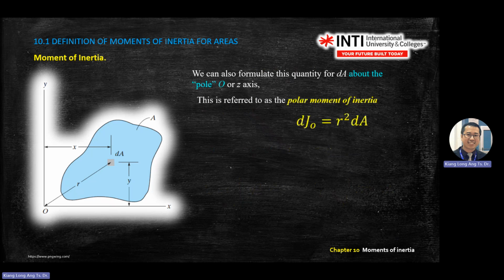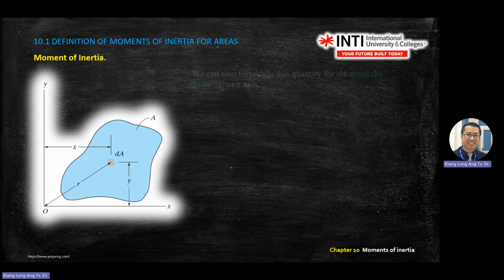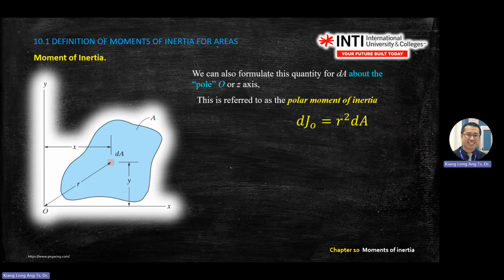Okay, so another one is called polar moment. Polar moment is about a pole O. So just now you're referring to Ixx, Iyy. Moment of inertia is from the axis. If the question asks you to solve moment of inertia from the axis, x or y. But if the question asks you to solve polar moment of inertia, they are referring to a reference point from anywhere in the space.